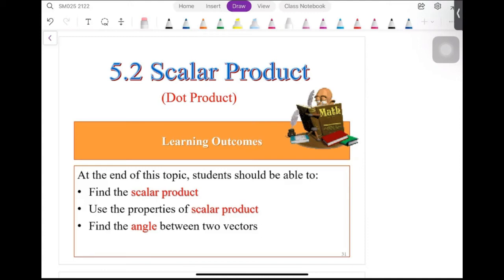In this video, we will discuss the scalar product, also known as the dot product. There are three main learning outcomes. First, we will learn how to find the scalar product. Next, use the properties of the scalar product. And last, the application of the scalar product: we will learn how to find the angle between two vectors.